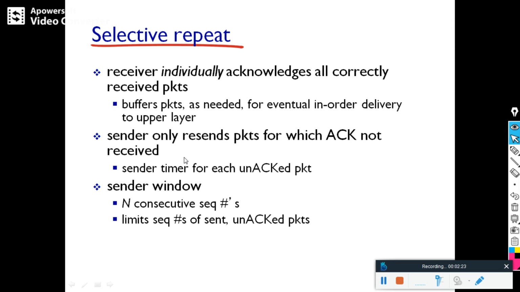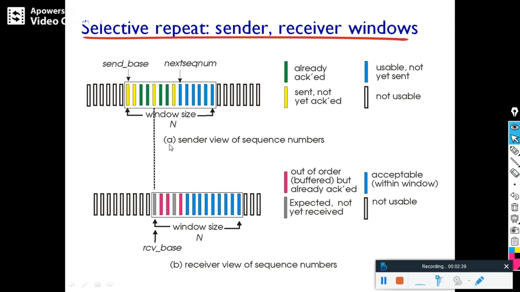Second point: the size of the sender window is bounded by the sequence number size, and there is a limitation for the sequence number. Now you can see here, this is the same as our GBN, the only difference is that both sender and receiver maintain a window. Here is the send base and the next sequence number, this is the already acknowledged packet, this is sent but not acknowledged, and this is the next sequence number to be sent.